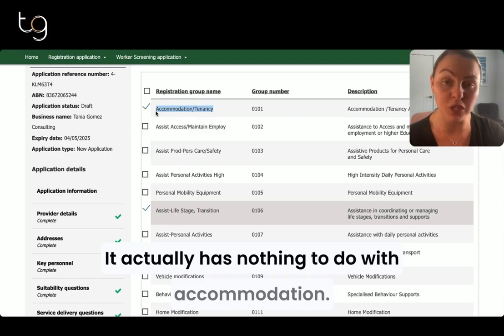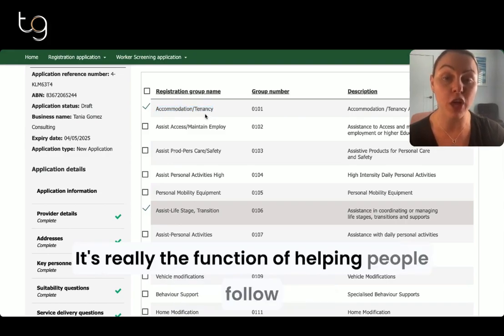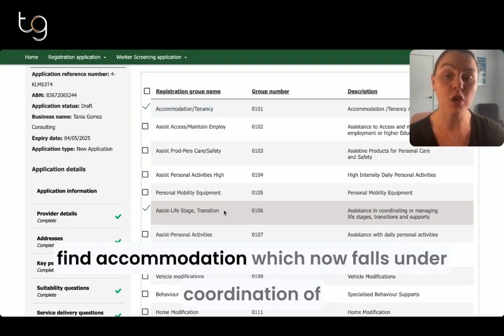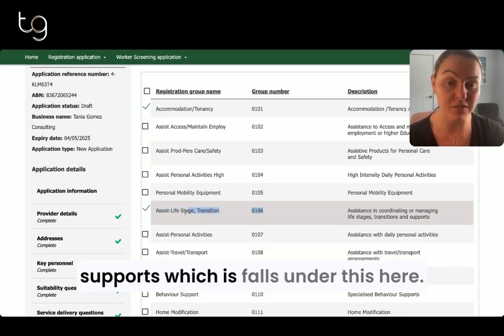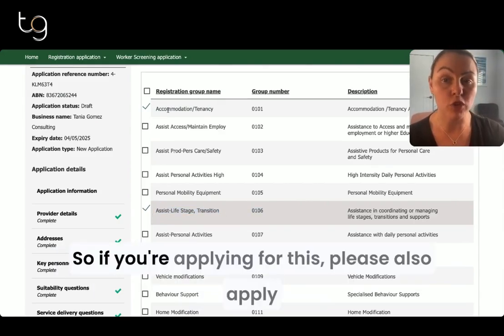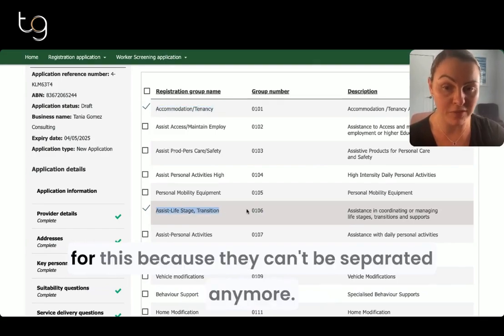It actually has nothing to do with accommodation. It's really the function of helping people find accommodation, which now falls under coordination of supports, which falls under this here. So if you're applying for this, please also apply for this because they can't be separated anymore.